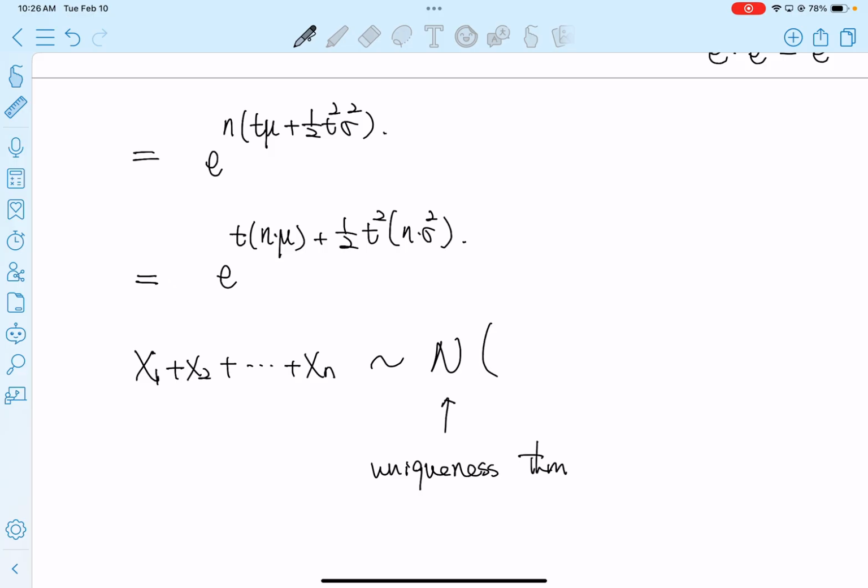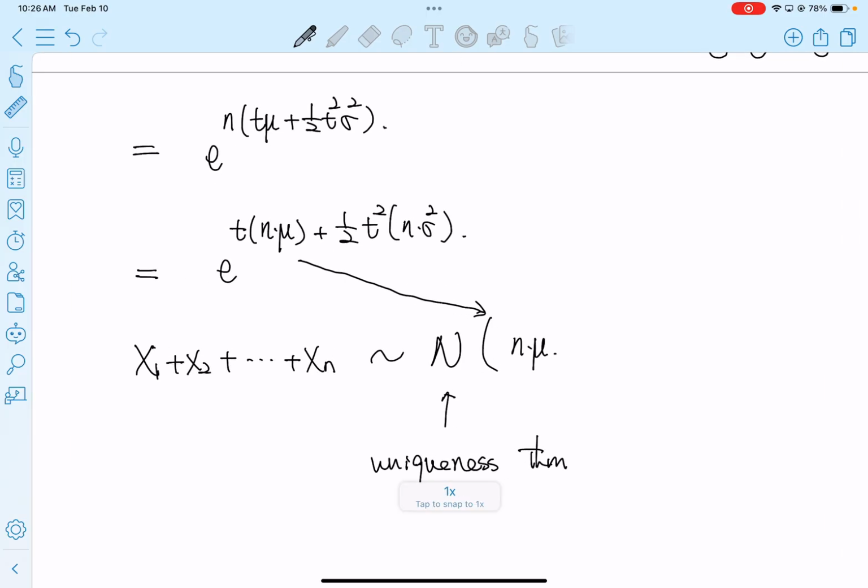The mean is n multiplied by mu. You can read it from your resulting formula here. So that's your new mean. And the variance is n multiplied by sigma squared, again reading from here. So this example shows that if your individual measurements follow a normal distribution, then their sum also follows a normal distribution.